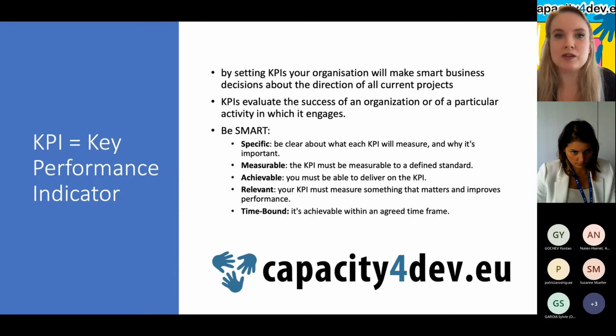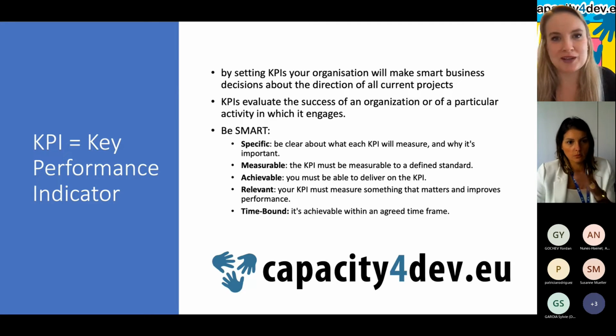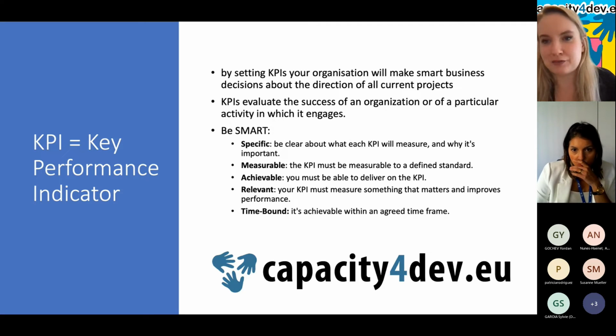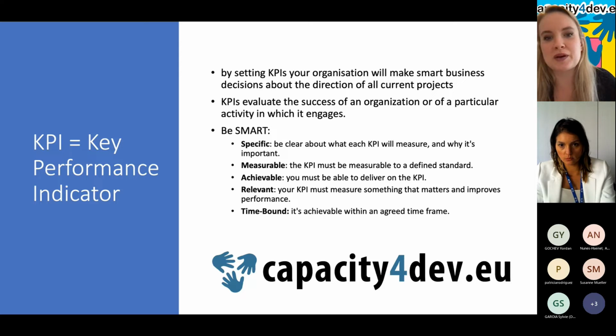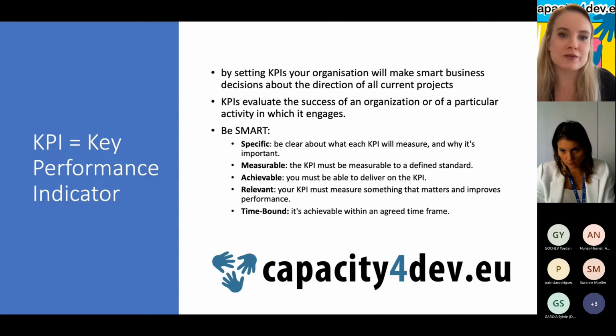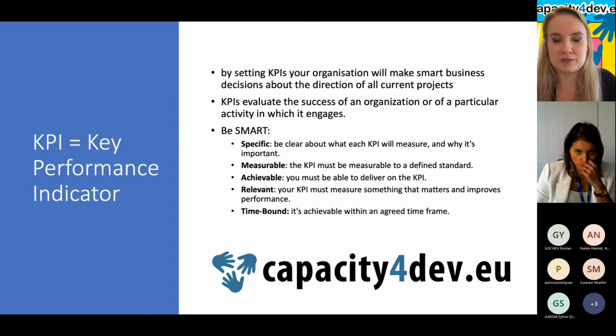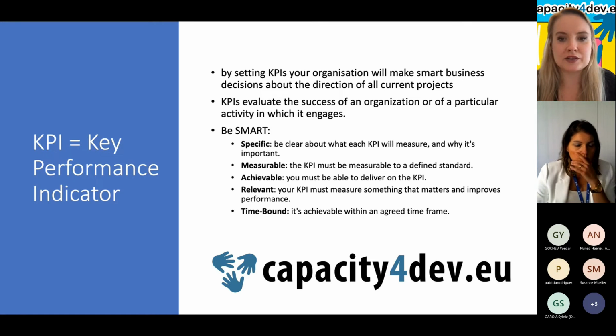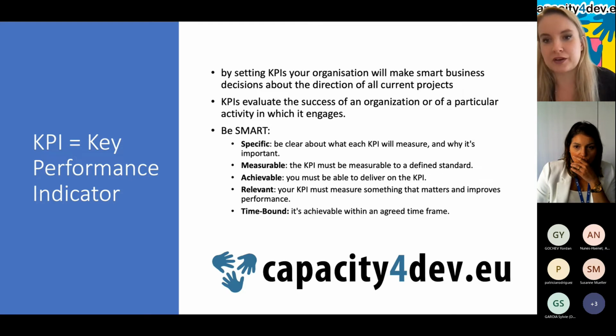But it should always be achievable, because I can have a big head about that and say, from day one it will be successful, and I will have 10,000 views per day. However, we should also be true to ourselves that these objectives should be achievable and realistic. And it should also be relevant. So your KPI must measure something that matters and improves performance. And definitely time bound. So you should always take an agreed time frame, as I was saying, for example, within a week, within a month, or quarterly.